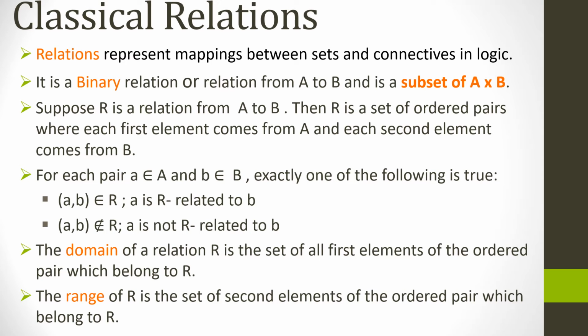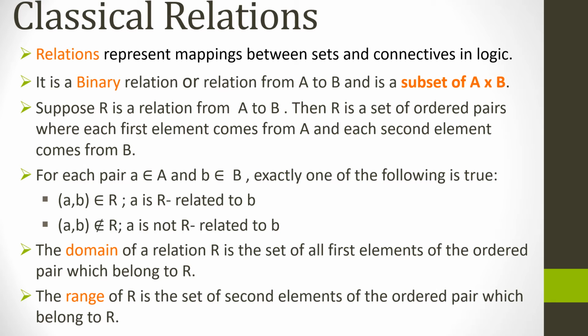Then the next topic is classical relation. First, what is a relation? A relation represents mappings between sets and connectives in logic. Mapping takes place, which is expressed by an ordered pair, and this mapping is called a relation. What is a classical relation? It is a binary relation, or relation from A to B, and it is a subset of the Cartesian product, that is A cross B. Suppose R is a relation from A to B, then R is a set of ordered pairs where each first element comes from A and each second element comes from B.